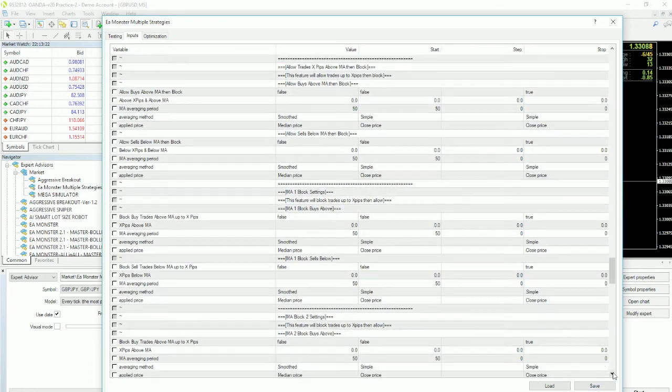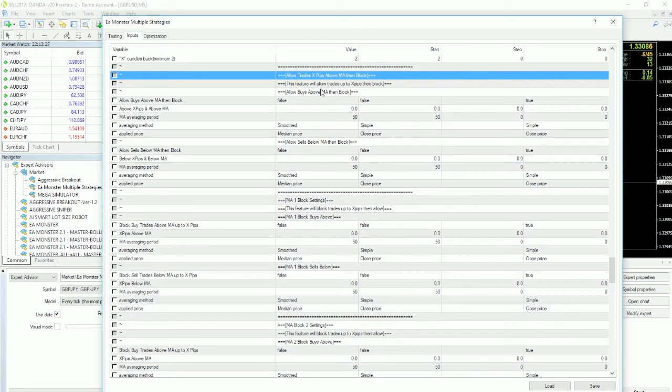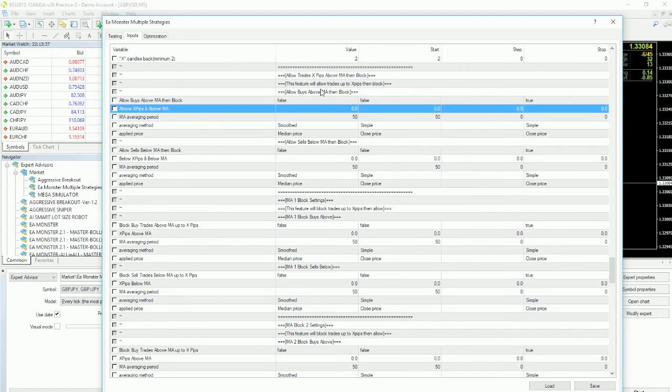Allow trades X pips above and then block. This is another bunch of features I added a while ago. Hopefully you can understand. It's hard to understand, but allow trades so many pips above, and then it's going to block. The moving average settings are all right here below it. If you set this to true, right now it's set to 0, you could change that, of course, to let's say 10 pips. It's going to allow trades up to 10 pips above or below this.